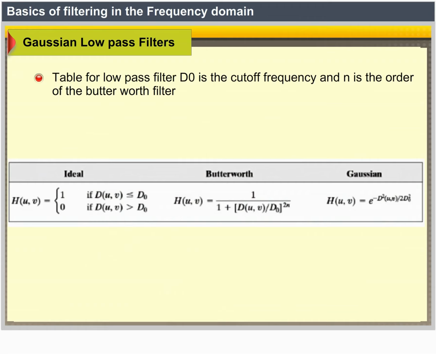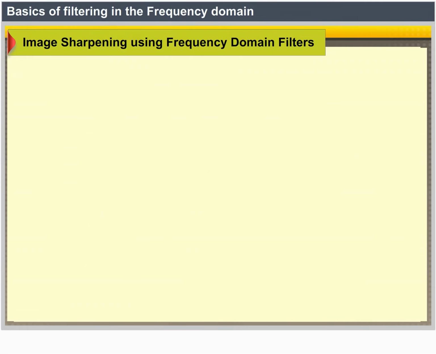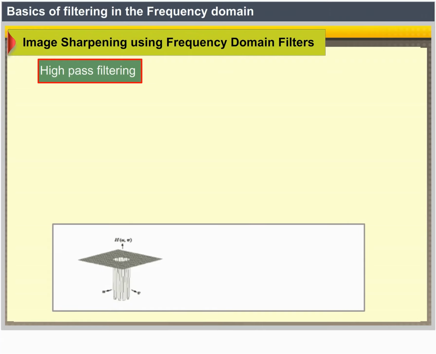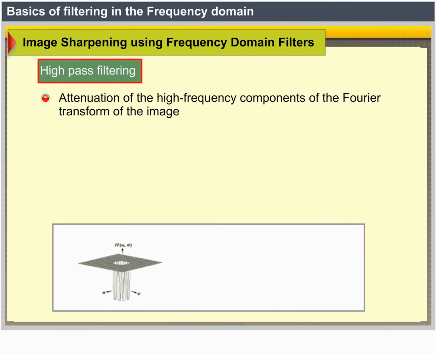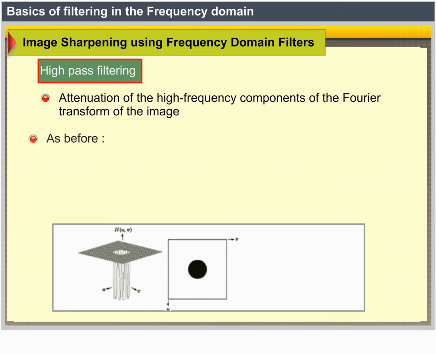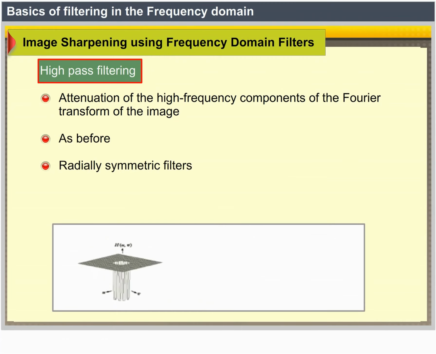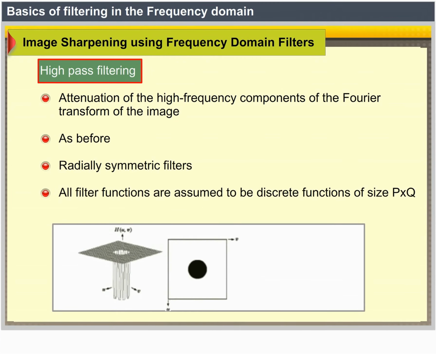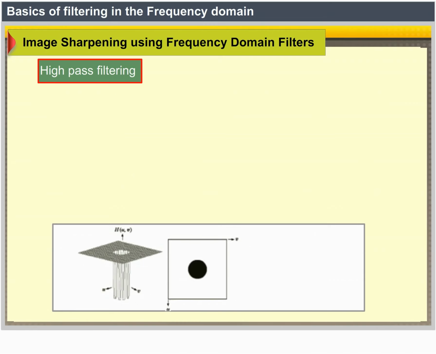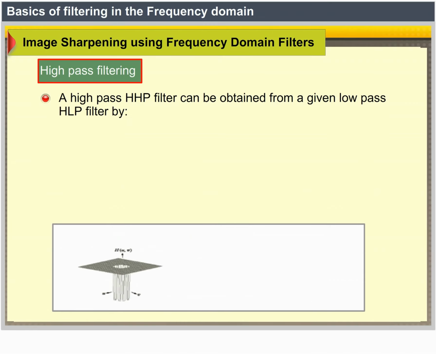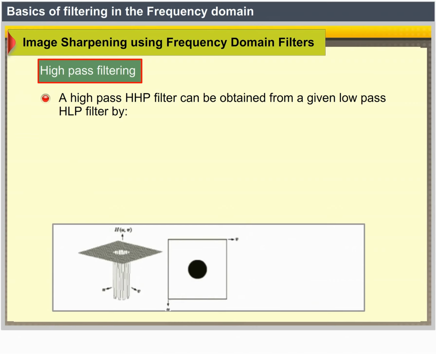Image sharpening using frequency domain filters. High-pass filtering. Attenuation of the high-frequency components of the Fourier transform of the image. As before, radially symmetric filters, all filter functions are assumed to be discrete functions of size P by Q. A high-pass filter H_HP can be obtained from a given low-pass filter H_LP by the equation shown.